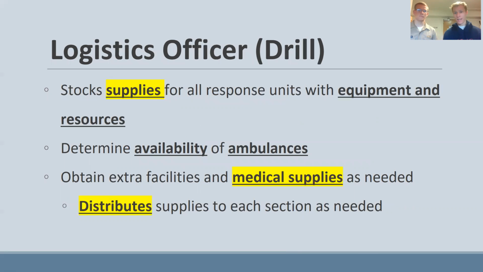For this drill, we have a logistics officer, which is just a person who is responsible for stocking and restocking different equipment and resources. So once an ambulance goes to the hospital, they will get more resources and then availability for ambulances. The big thing here is getting extra medical supplies and distributing them to the different crews.